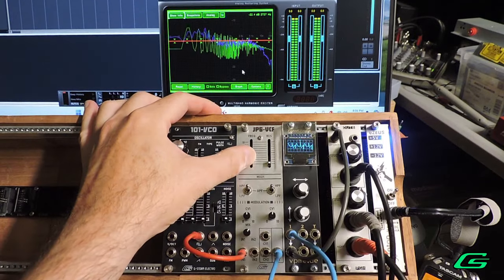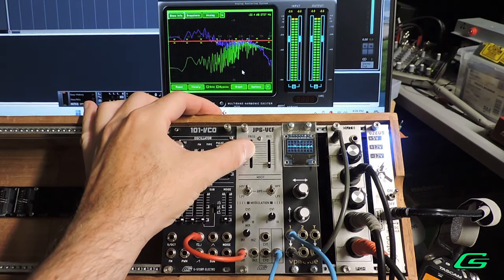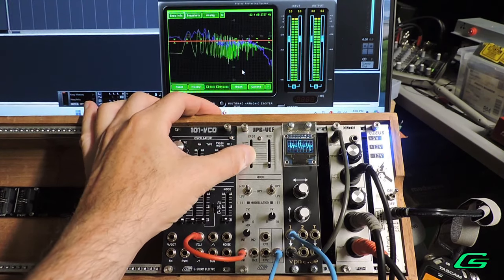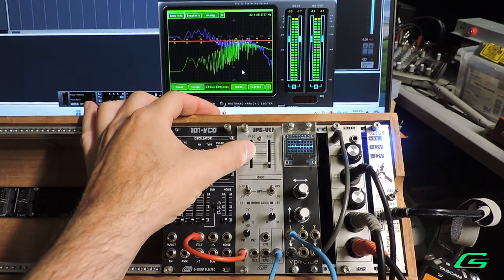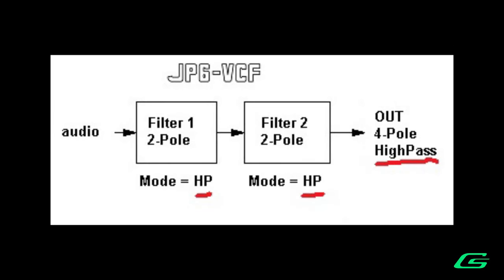Next up, we have a high-pass mode filter on my JP6 VCF. As you might expect, when you sweep the cutoff, only the high frequencies will pass. Notice this filter has 2 switches. That's because this is actually 2 cascaded 2-pole filters. Right now I have both selected for high pass, and we end up with a 4-pole roll-off slope.